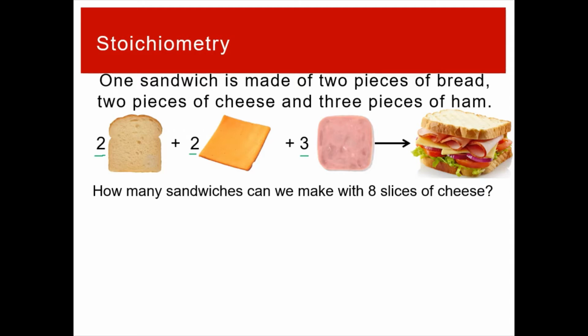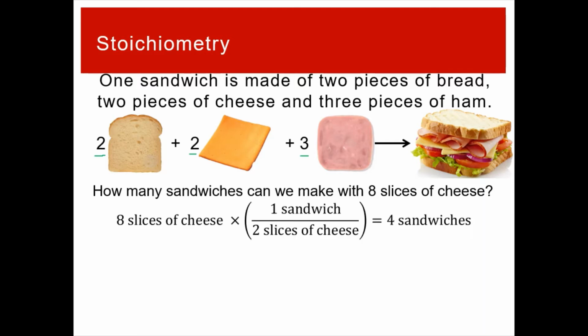We know that one sandwich is 2 pieces of bread, 2 pieces of cheese, 3 pieces of ham. Well, how many sandwiches can I make with 8 slices of cheese? I have some amount of ingredients. How many sandwiches can I make? Do I have enough for what I would need, for example? And how we can think about this relationship is as a unit conversion problem. And this may seem overly formal because it is, but we can think about it in this way.